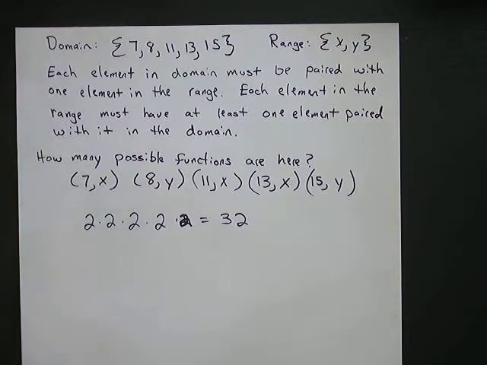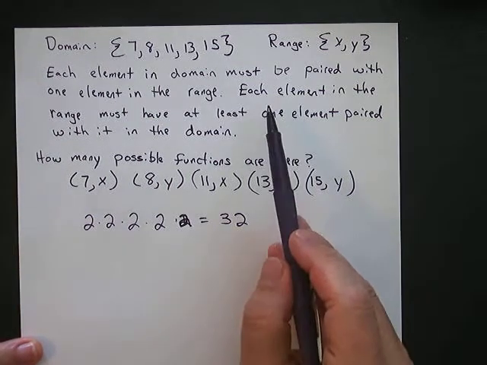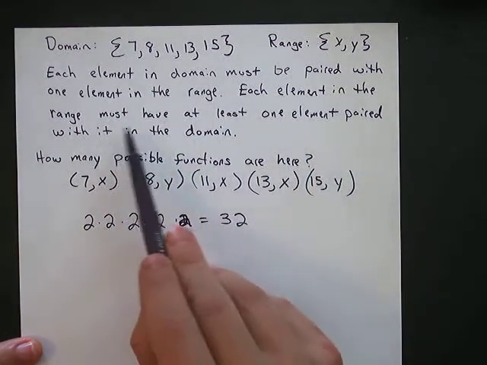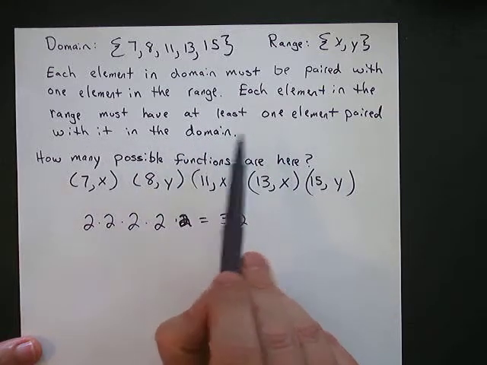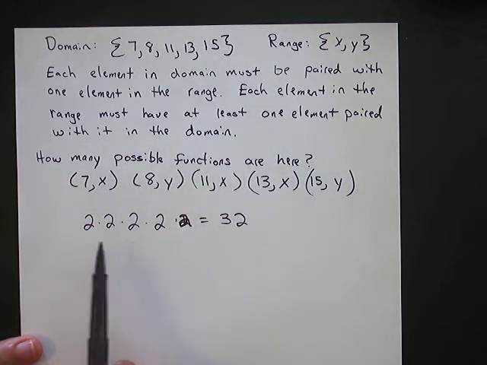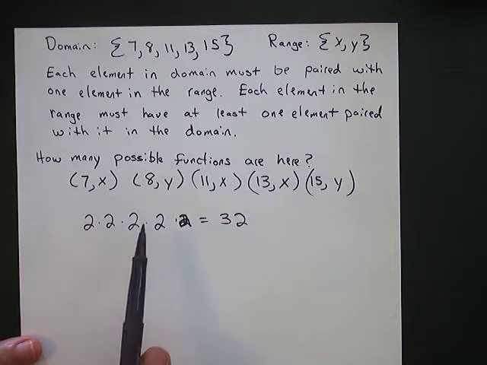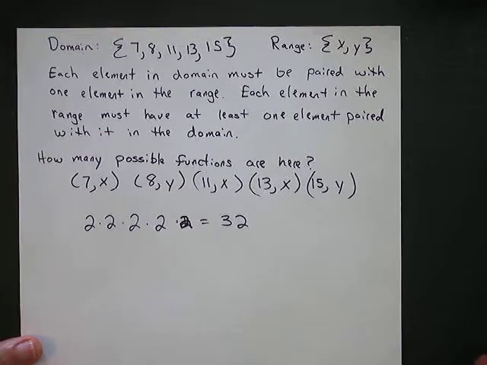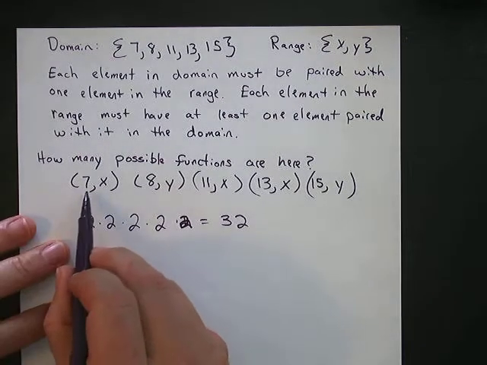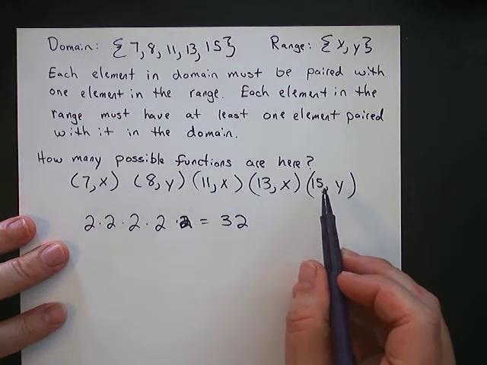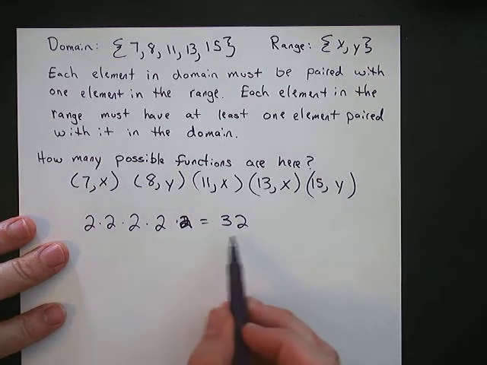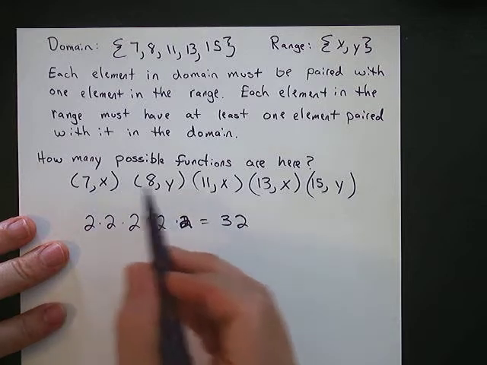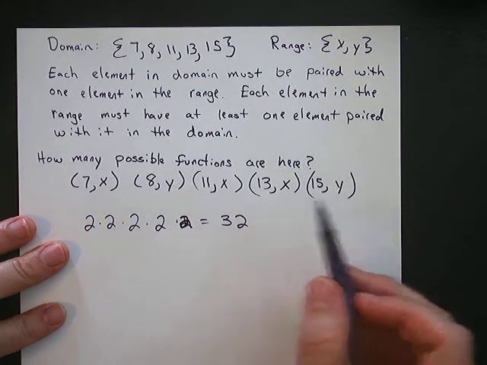This is not quite our answer because we have this last stipulation that says each element in the range must have at least one element paired with it. So we just said, here are your choices. Each one of these has 2 choices. 2 times 2 times 2 times 2 times 2 is 32. But we have to take out two possibilities. We have to take out the possibility that every one of these is paired with x. That's part of your 32 possibilities: 7 went with x, 8 went with x, 11 went with x, 13 went with x, 15 went with x.